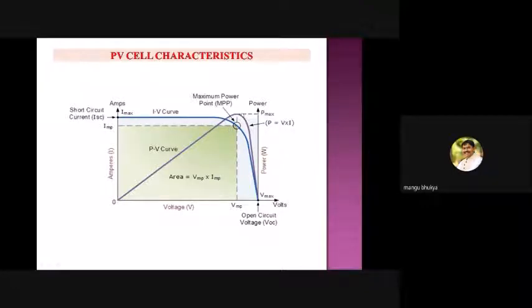Okay, and it is reaching the peak value. So maximum power. Don't confuse this, this is the peak power, and we have to extract the maximum power from the panel. So our operating point should be this one.